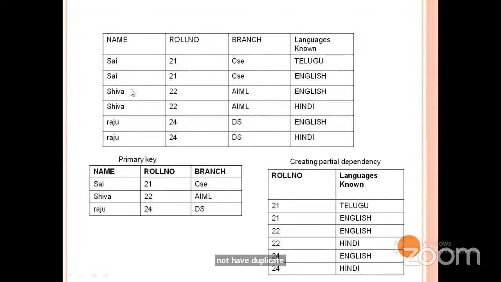So I'm decomposing this table into two tables. One is with primary key, no partial dependencies. Like first we can take name, roll number, branch. Okay. Sai 21 CSE, Shiva 22 AML, Raju 24 DS. Okay. Next, creating partial dependencies. Partial dependency means primary key and only it should not have any duplicate value. If you observe here, are any duplicate values there after creating the partial dependency? No. Okay. So roll number and languages.